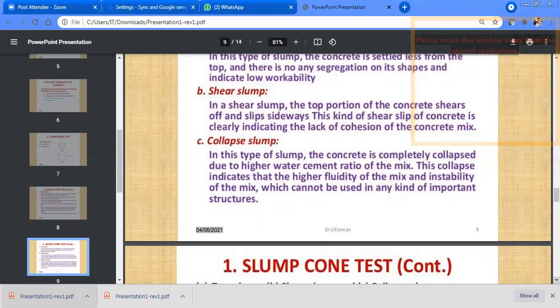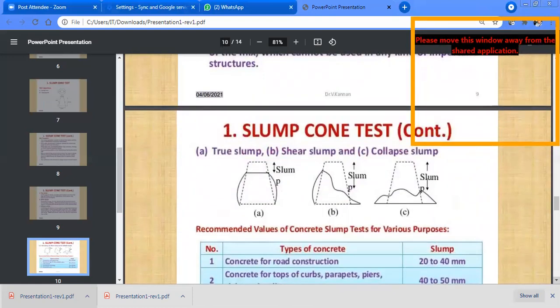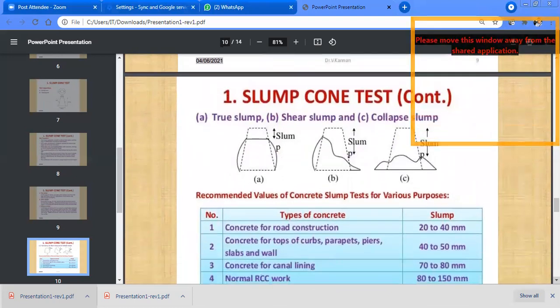This is the main point at site when you are going to take the slump. So we have three types of slump. When it comes to site, we have to check in which category our slump came in: either true slump, shear slump, or collapse slump. These are the typical shapes for the slump, where we lift the cone up.